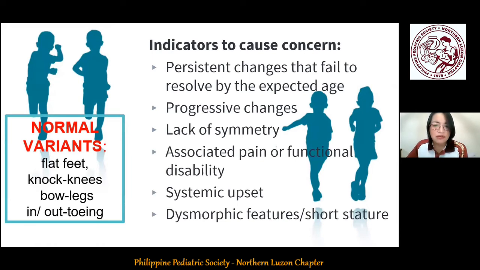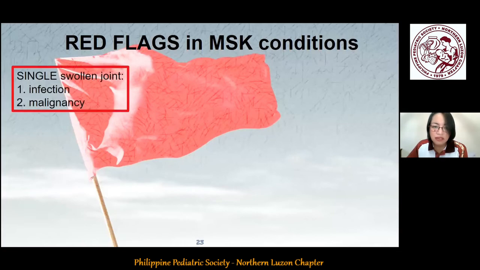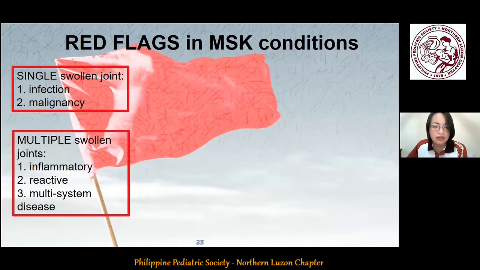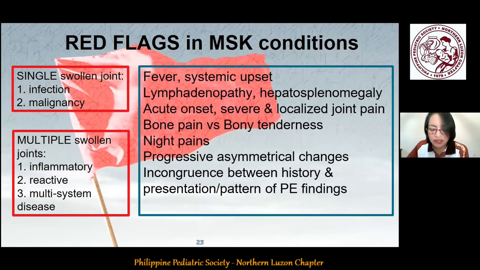Okay. So red flags in MSK conditions refer to features that may suggest serious life-threatening diseases such as malignancy, septic arthritis, osteomyelitis, or even non-accidental injury. So in the context of a single swollen joint, infection and malignancy must always be considered. In the context of multiple swollen joints, we consider inflammatory, reactive, or multi-system diseases. These red flags, so fever or systemic upset and organomegaly, are consistent with malignancy, infection, and also other inflammatory diseases that would warrant further evaluation.